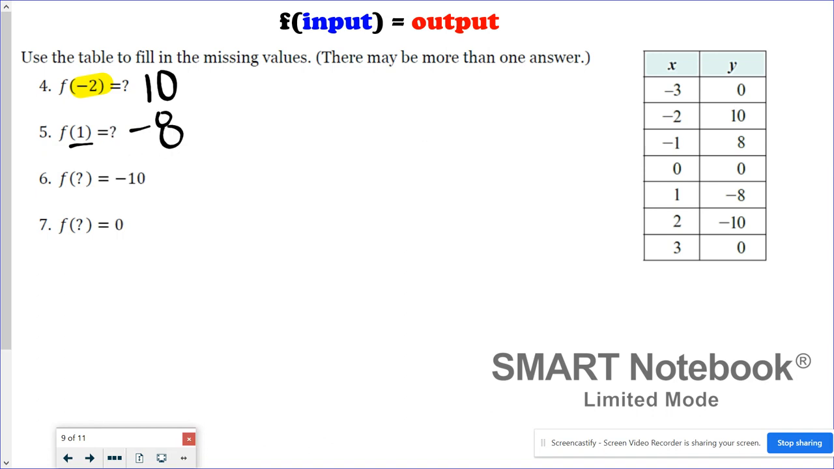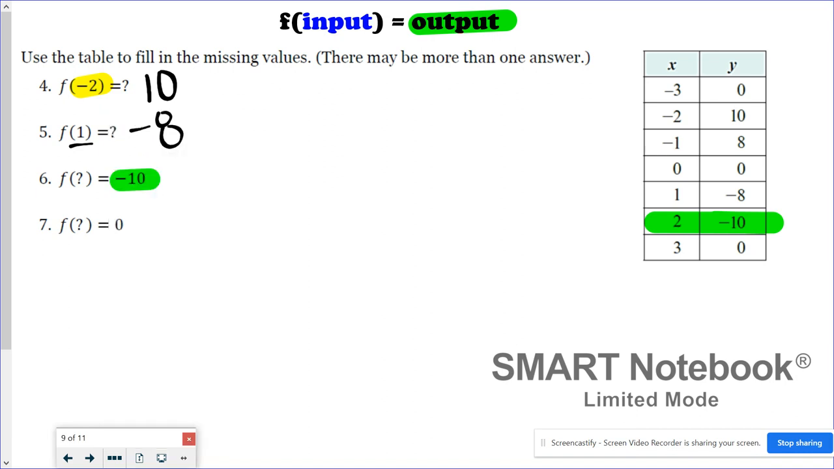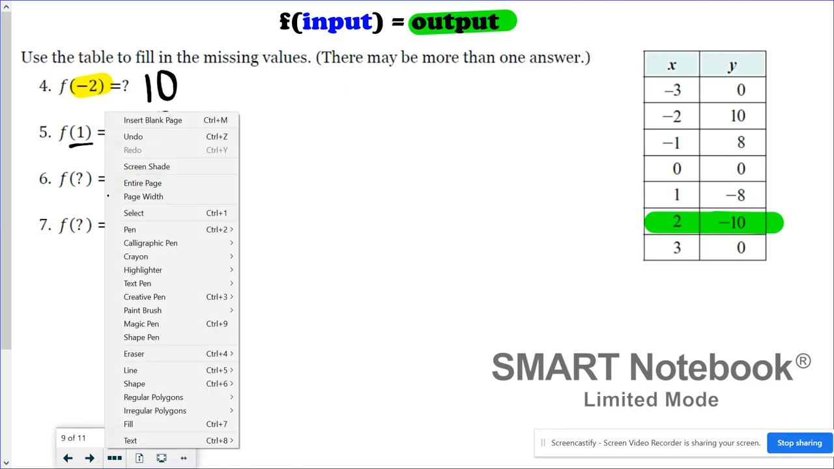So this says f of what is negative 10? So remember, negative 10 is an output value. So I'm going to find the output values in my table. And so here's negative 10, right? And what I see is that it corresponds to an input value of 2. So that means the answer here is simply 2, and it's just 2. This isn't happening anywhere else, okay?